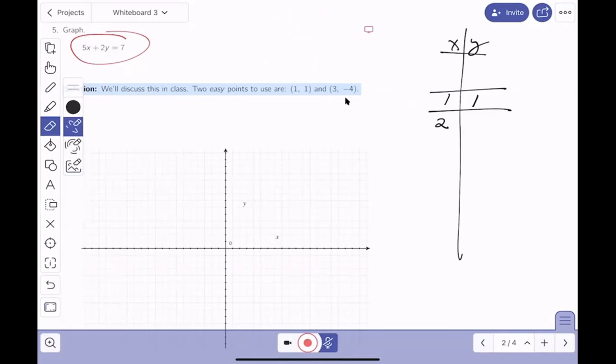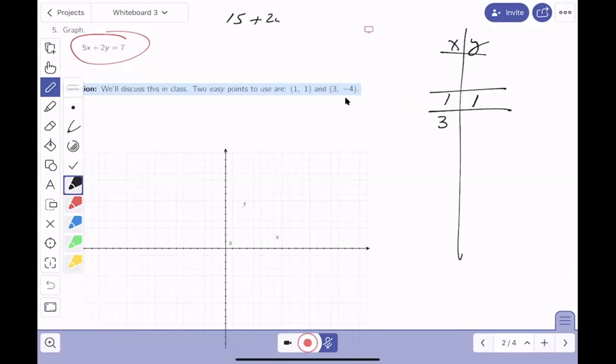So let's say 1 worked really nicely. 2 is a disaster. This next number I try 3. I don't know, maybe it doesn't work. But these are finger numbers. What do you get? 15 plus 2y is equal to 7. 2y, I'll take 15 from both sides. You get minus 8. Well, there you go. Bingo. Really simple. Minus 4.